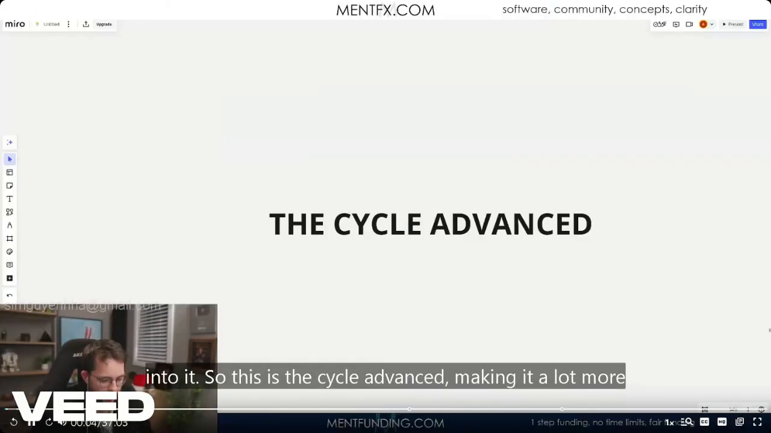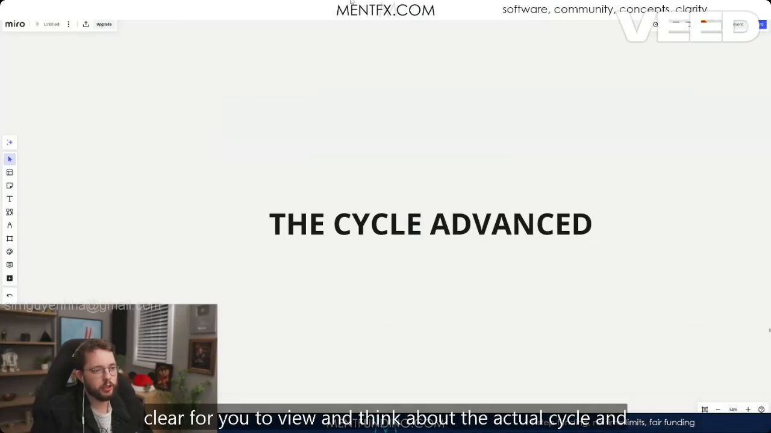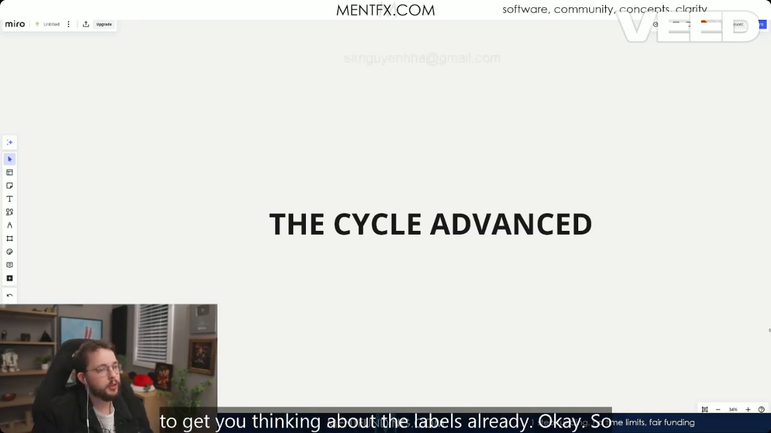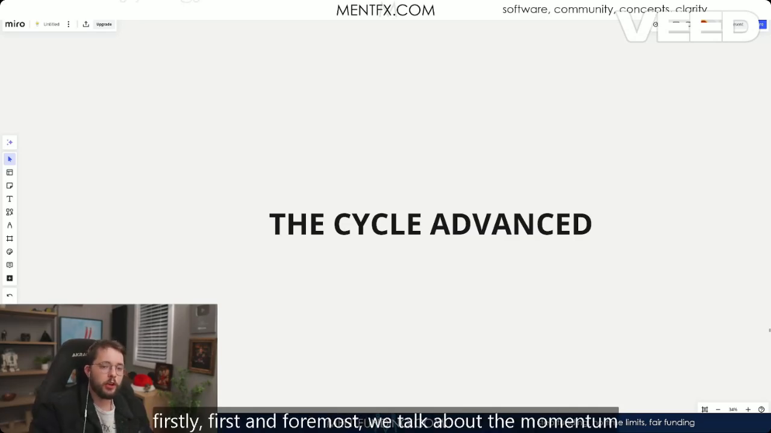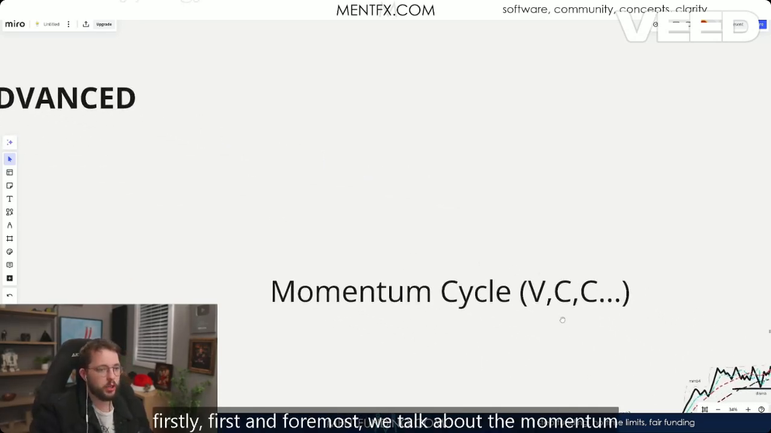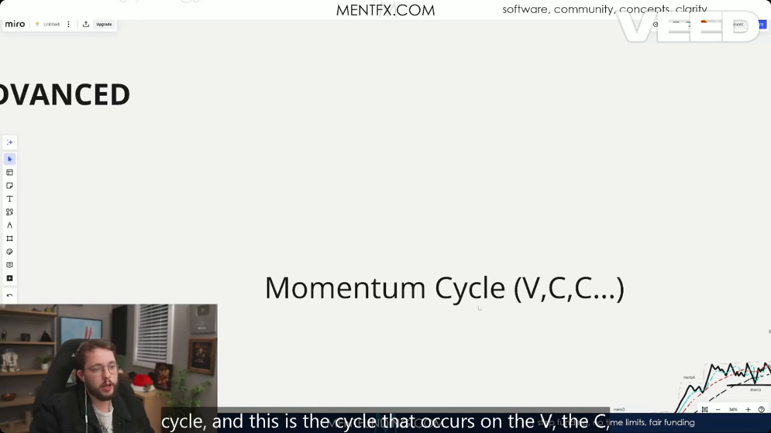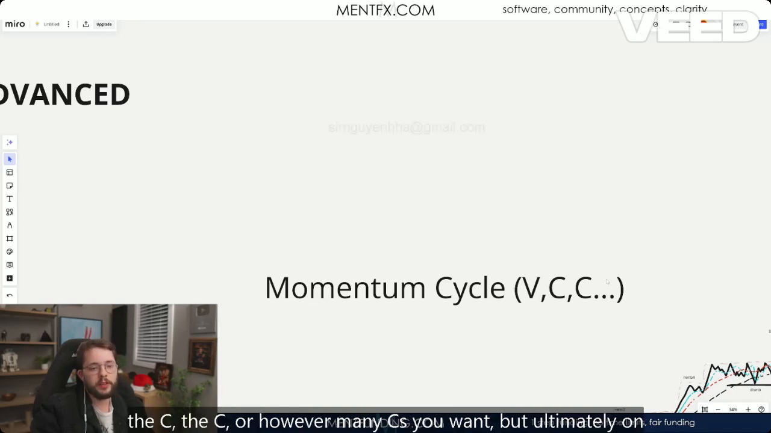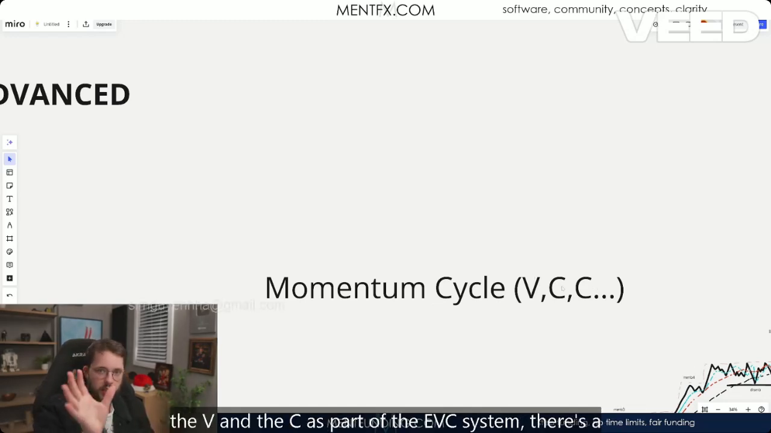So this is the cycle advanced, making it a lot more clear for you to view and think about the actual cycle and to get you thinking about the labels already. First and foremost, we talk about the momentum cycle. This is the cycle that occurs on the V, the C, the C, the C, or however many C's you want, but ultimately on the V and the C as part of the EVC system.